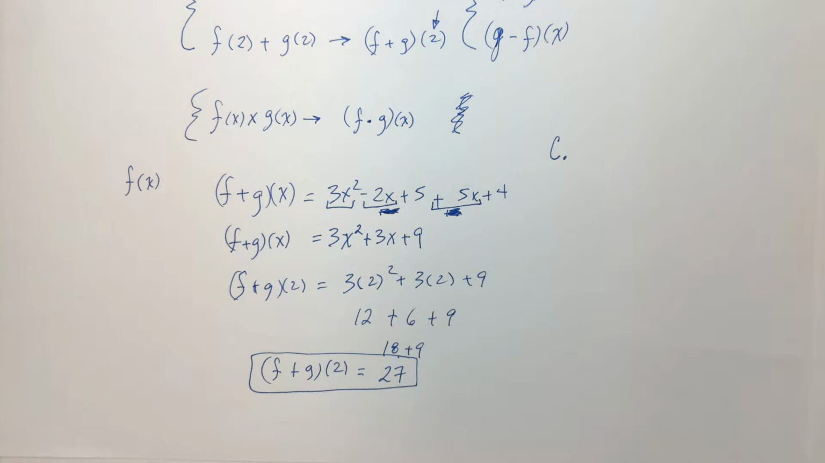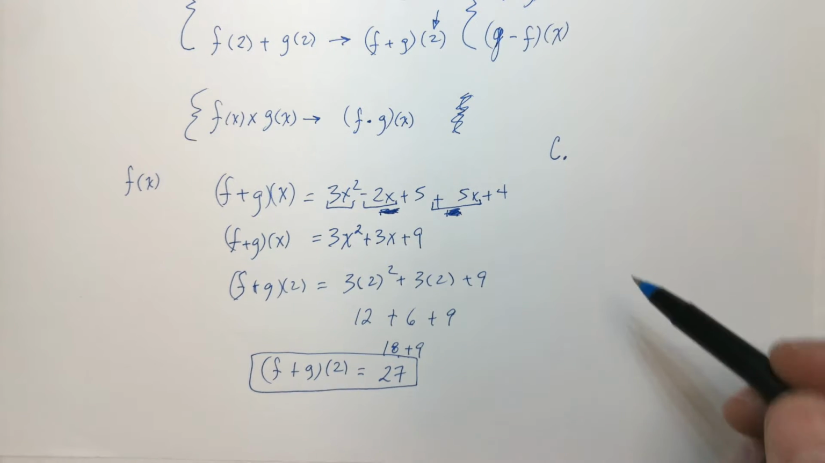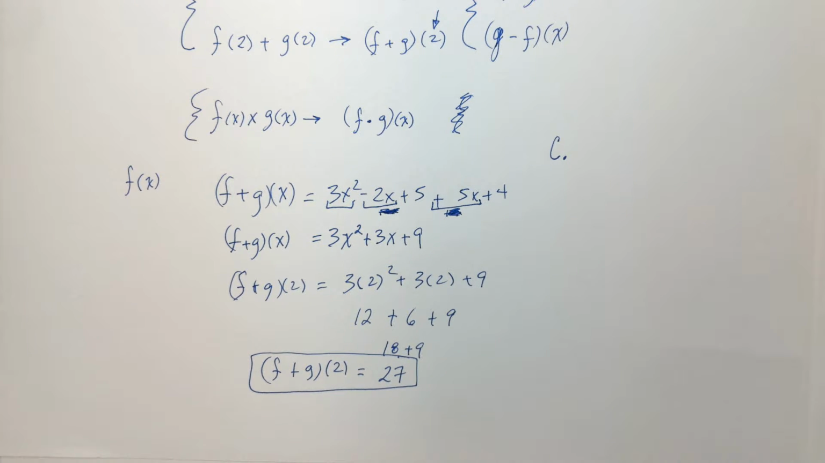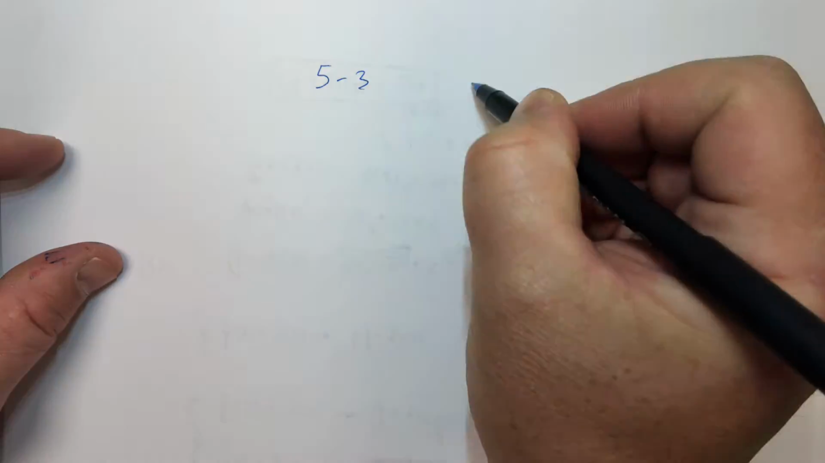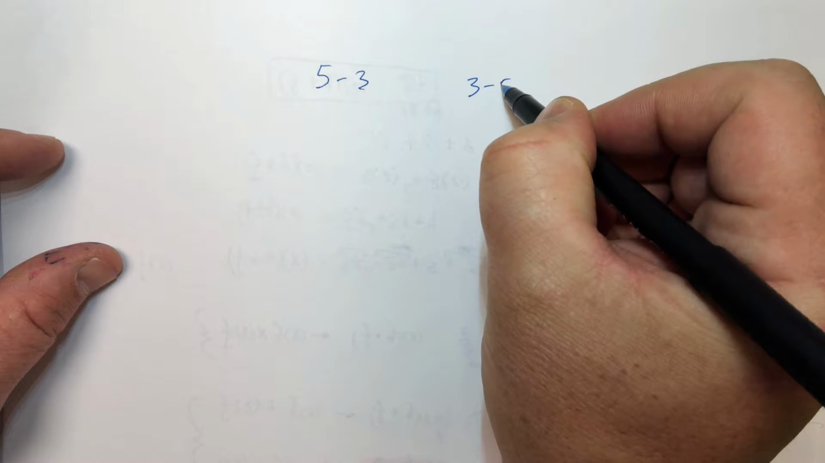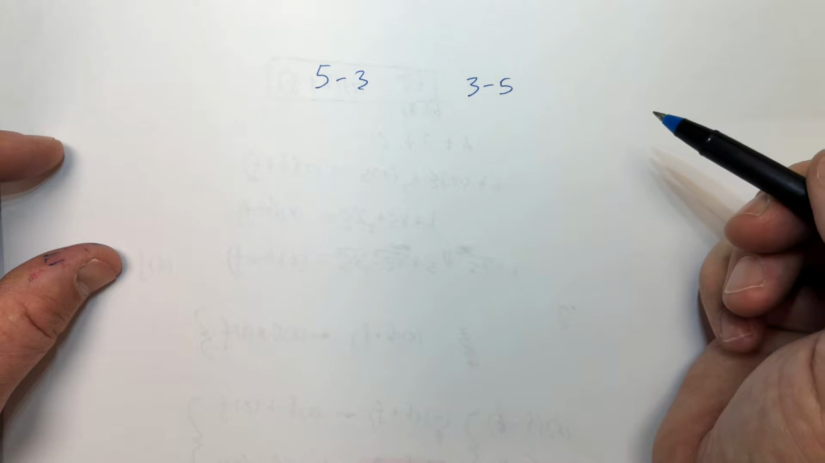Okay, subtraction's trickier. Because with subtraction, well, the order matters, right? So let's talk about subtraction. When you're talking about subtraction, you know how 5 minus 3 is not the same as 3 minus 5? The order matters big time.